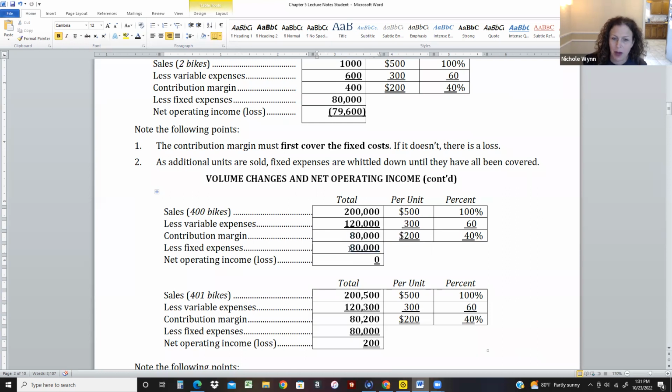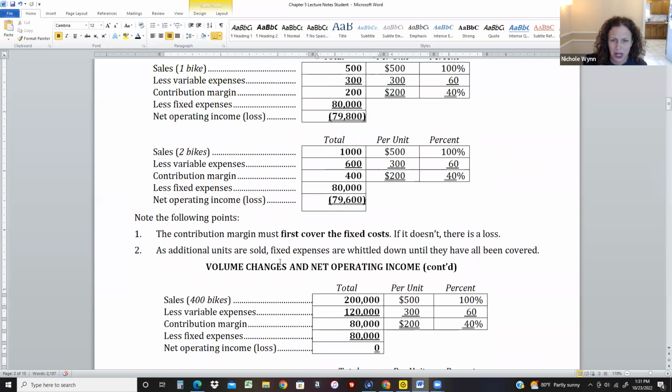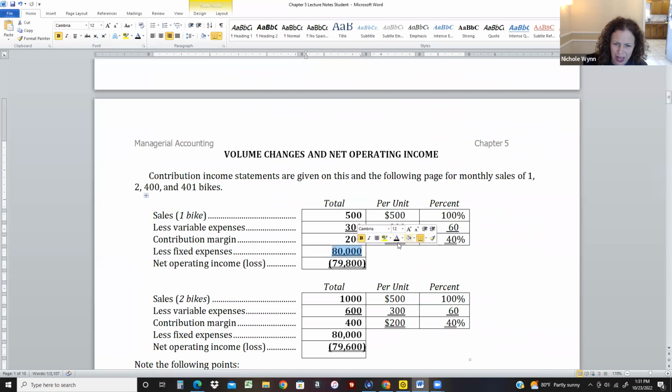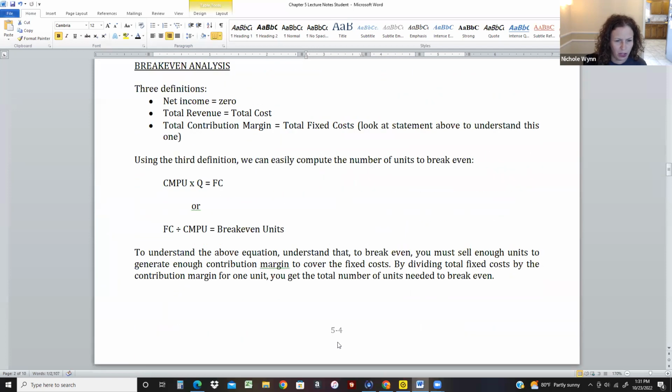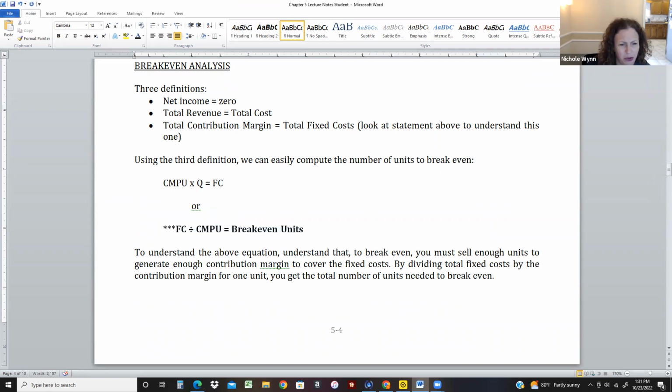So our formula to be able to break even, all we literally have to do is we need exactly enough units to cover the fixed cost. So all you have to do is take 80,000 divided by 200. If you take 80,000 divided by 200, you would get 400 bikes to break even. So our break even point is 80,000 divided by 200. Put a big star next to this equation because this is the equation we're going to use over and over again to calculate our break even point. So you'll take your fixed cost of 80,000 divided by your CMPU.